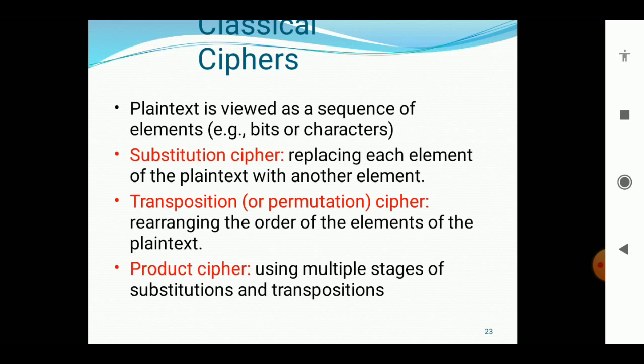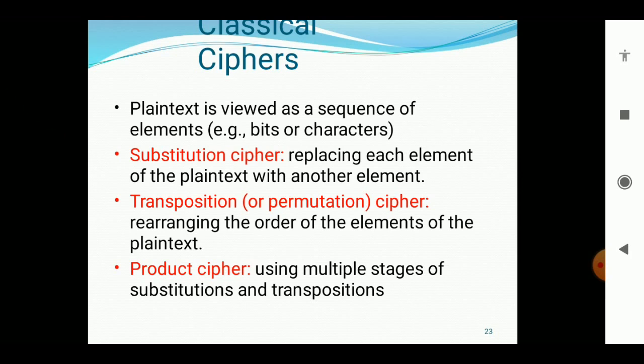Classical cipher methods: plain text is treated as a sequence of elements, bits or characters. We know that classical ciphers have three methods: substitution cipher, transposition cipher, and product cipher. Substitution cipher replaces each element of the plain text with another element, so here we replace one letter by another letter. Transposition, another name for which is permutation, rearranges the order of the elements. For example, if an element is in the second position, we change it to the fifth or sixth position. Product cipher uses multiple stages of substitution and transposition.